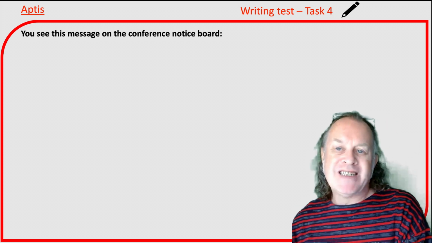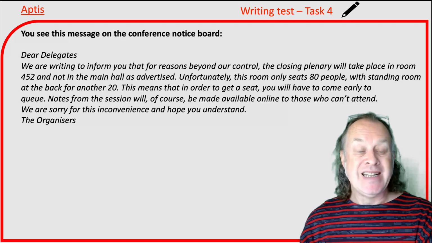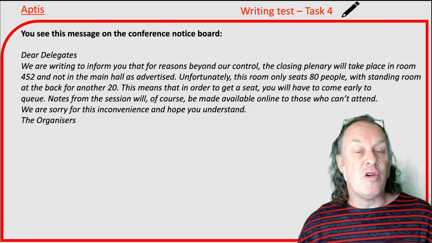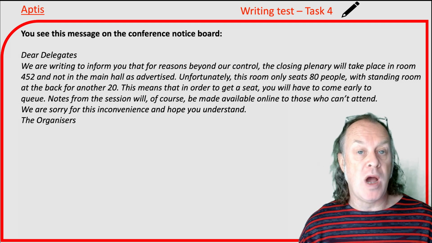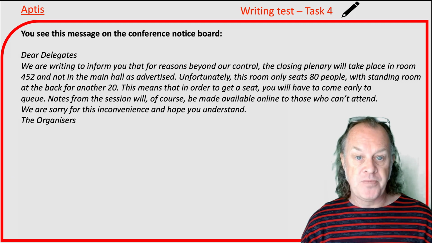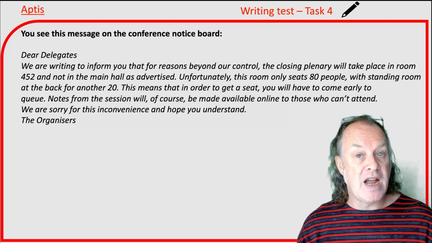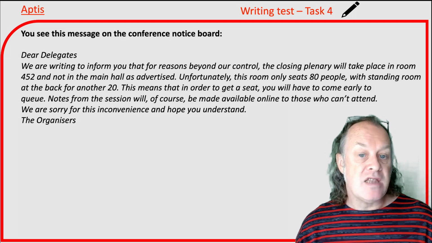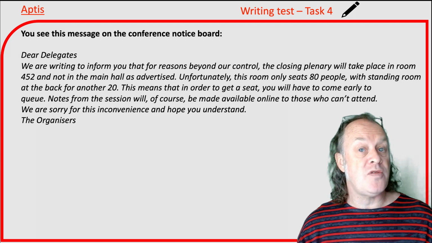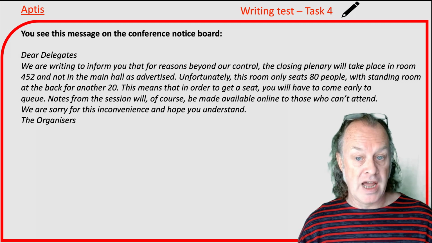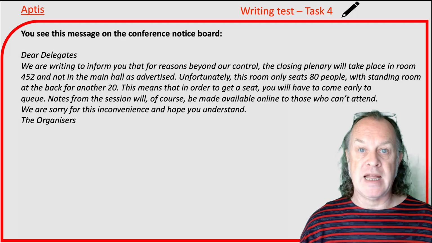Okay, and now for the task 4. You see this message on the conference notice board. Dear delegates, we are writing to inform you that for reasons beyond our control, the closing plenary will take place in room 452 and not in the main hall as advertised. Unfortunately, this room only seats 80 people, with standing room at the back for another 20. This means that in order to get a seat, you will have to come early to queue. Notes from the session will, of course, be made available online to those who can't attend. We are sorry for this inconvenience and hope you understand. The organisers.